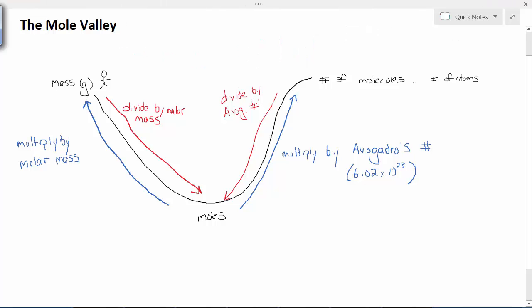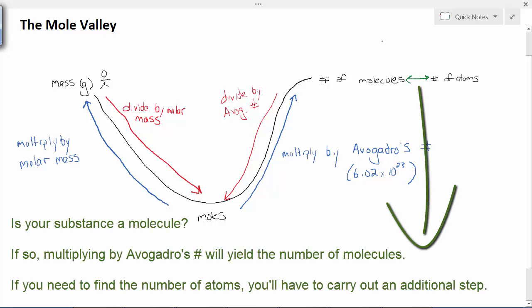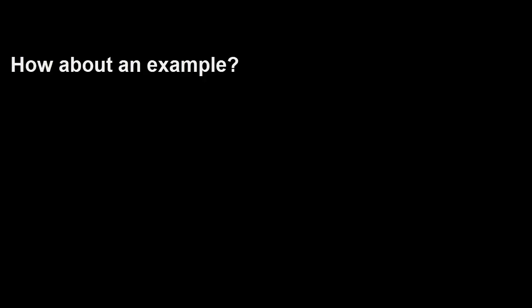Now, this business between molecules and atoms: is your substance a molecule? If so, when you multiply moles by Avogadro's number, you're going to get the number of molecules. If you need to find atoms, you're going to have to carry out an additional step. If you're dealing with a substance that is something like copper, that's just an atom, when you multiply by Avogadro's number, you'll just get number of atoms. We're going to have a look at this additional step. So, I'm going to give you an example. I'm going to keep the mole valley on the screen along with all the writing that I've done.